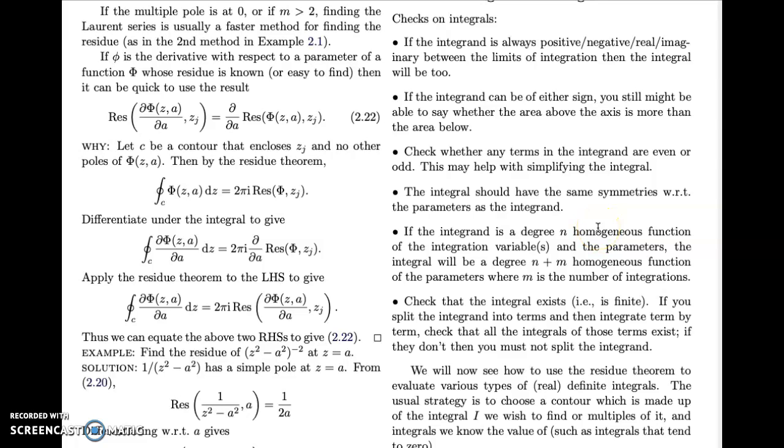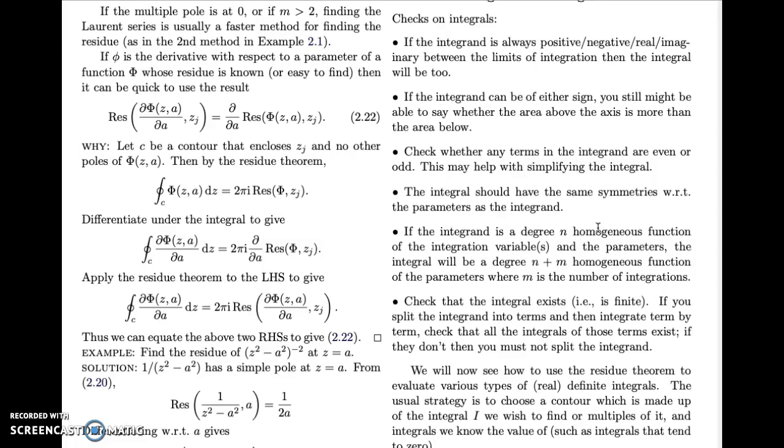So what we're saying is, what does it mean by homogeneous? Well, an example of a homogeneous function is something like x squared plus y squared. You can think of x and y as both lengths, and x squared plus y squared is homogeneous because it has dimensions of length squared.